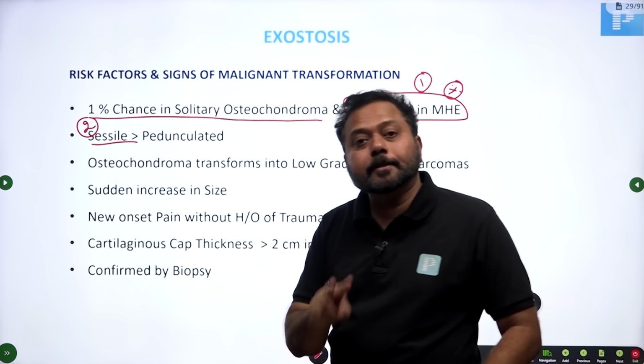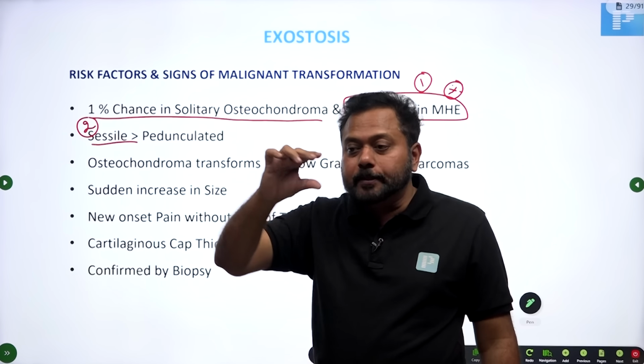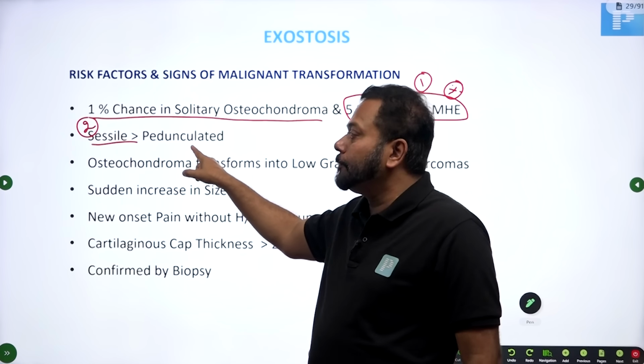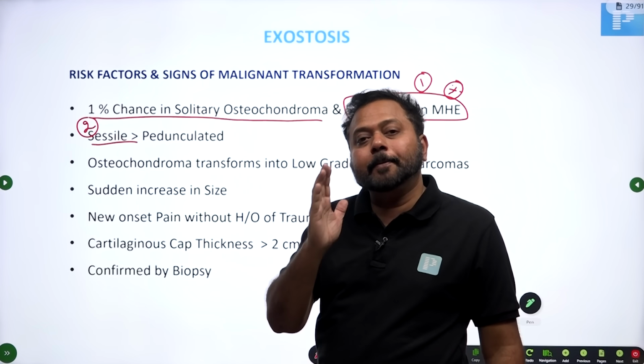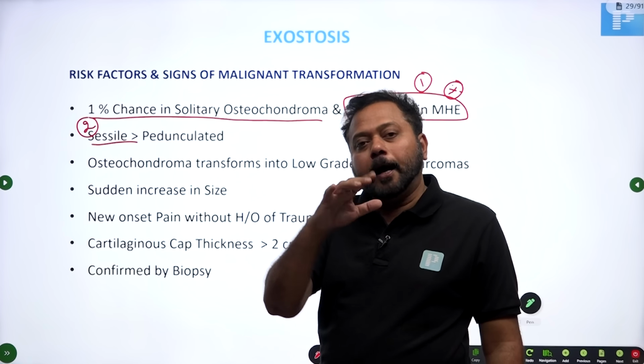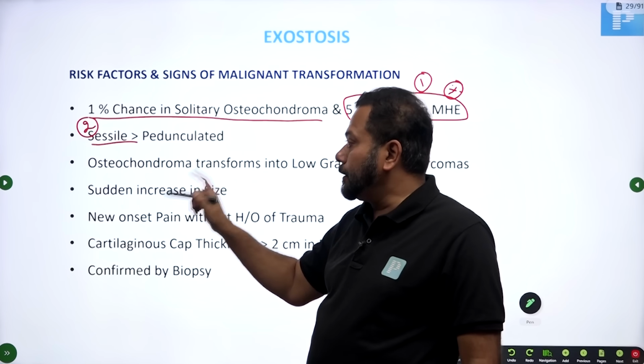Exostosis can be of 2 types. Sessile, pedunculated. Pedunculated means with a stalk. That is the commonest type. That has less chance of malignant transformation. If it is sessile, means attached, no stalk, directly attached to the bone, then that is the highest chance of getting into malignant transformation. So second risk factor.